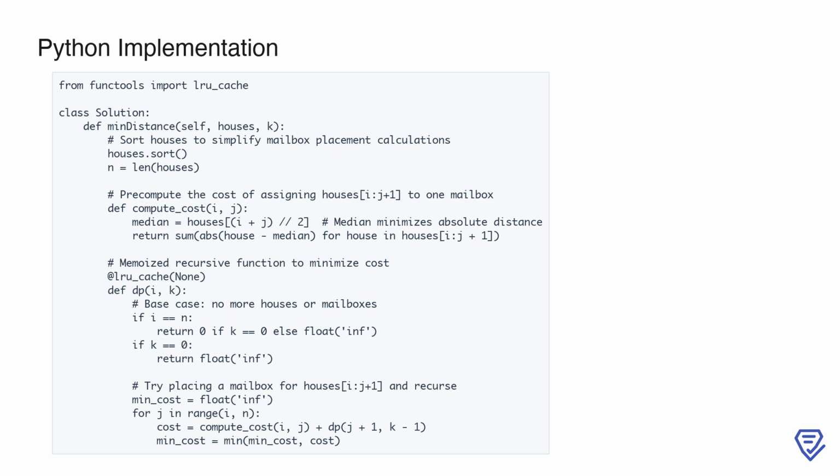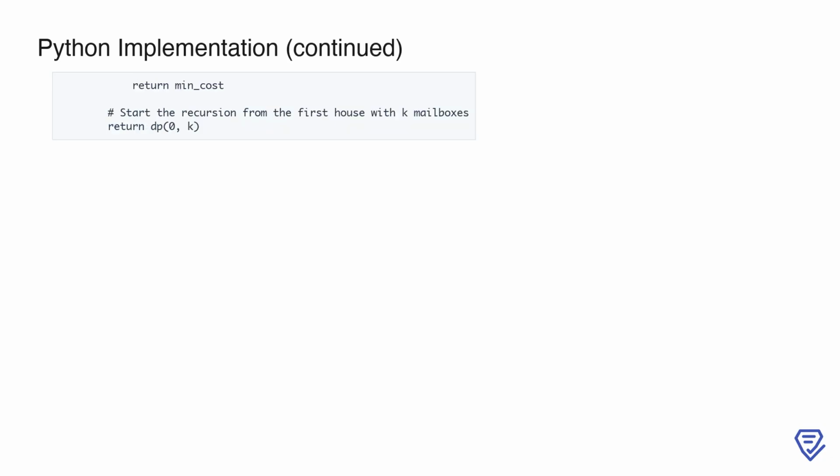Finally, we initiate a loop where we attempt to allocate a mailbox for houses from i to j and recursively calculate the cost for the remaining houses and mailboxes. We keep track of the minimum cost encountered so far in a variable called min_cost. The loop continues by iterating through all possible ranges of houses, from index i to j, calculating the cost of placing a mailbox for those houses, and adding it to the result of the recursive call for the remaining houses and mailboxes. After exploring all valid ranges, the function returns the minimum cost computed.